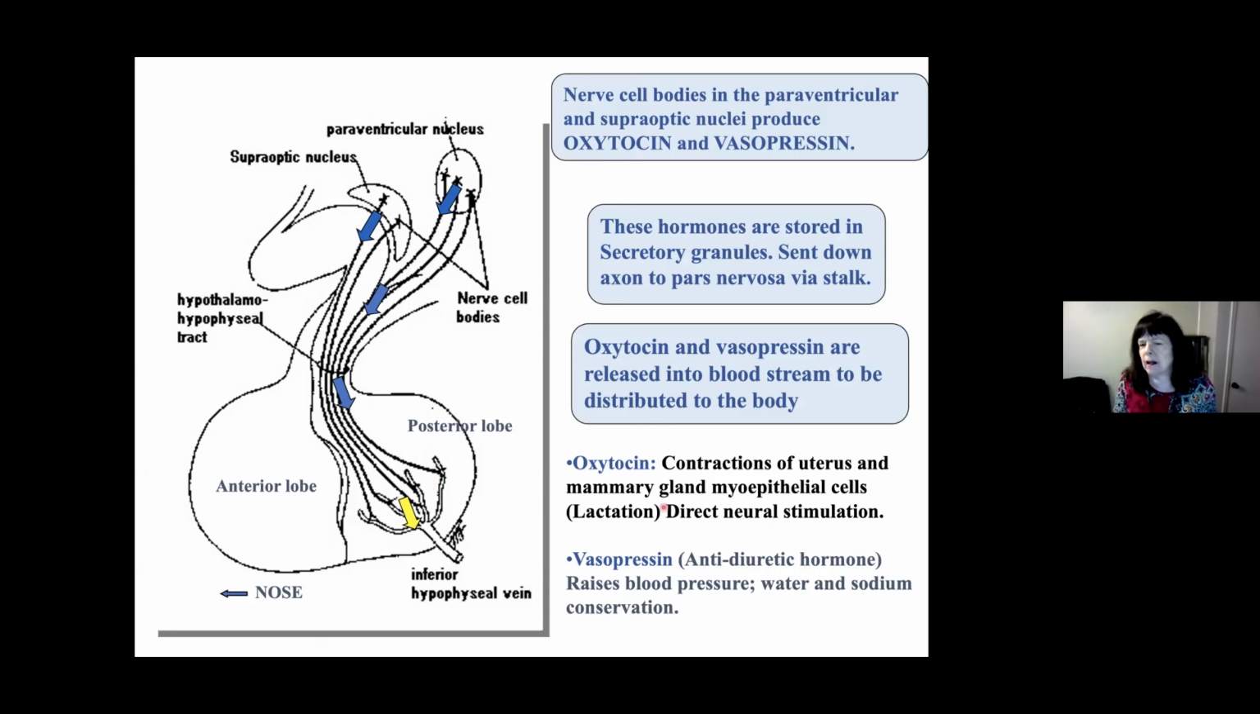And so, as I said, oxytocin is important for uterine contractions, and in the mammary gland, myoepithelial cells squeeze the milk into the ducts. And then vasopressin is very important. It raises blood pressure and it conserves water and sodium.